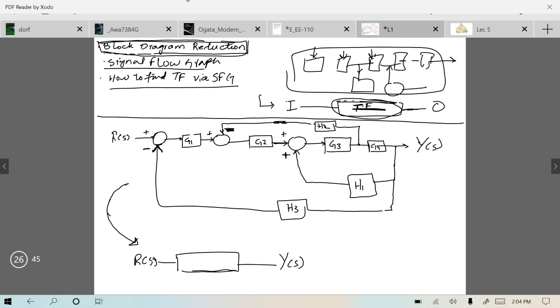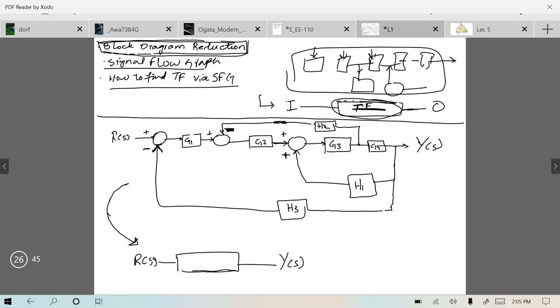Can we combine this G1 and G2 using our block diagram reduction techniques? At the moment, we cannot join G1 and G2 due to this summing point between them. Can we join G3 and G2? No, we cannot. Can we join G3 and G4? No, we cannot because there is a pickoff point over here. Can we convert this feedback loop into a single block? No, we cannot because there is a pickoff point over here.